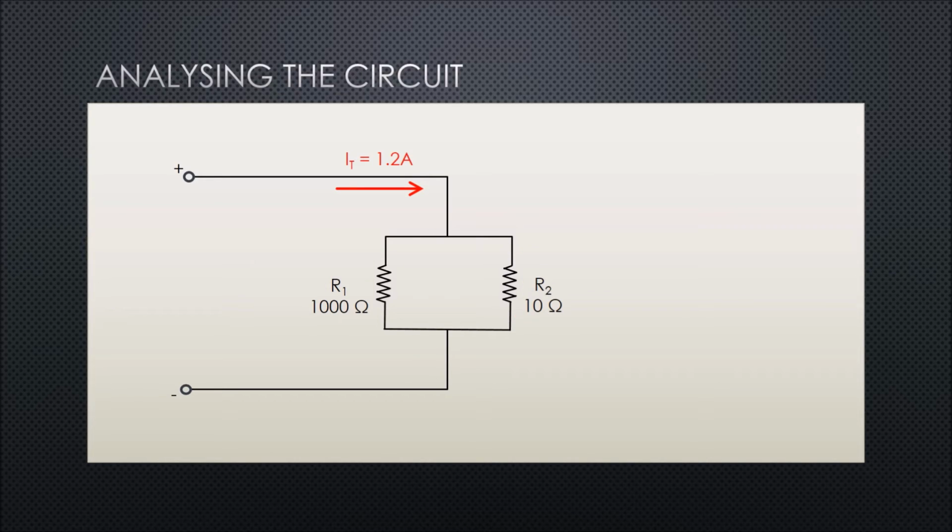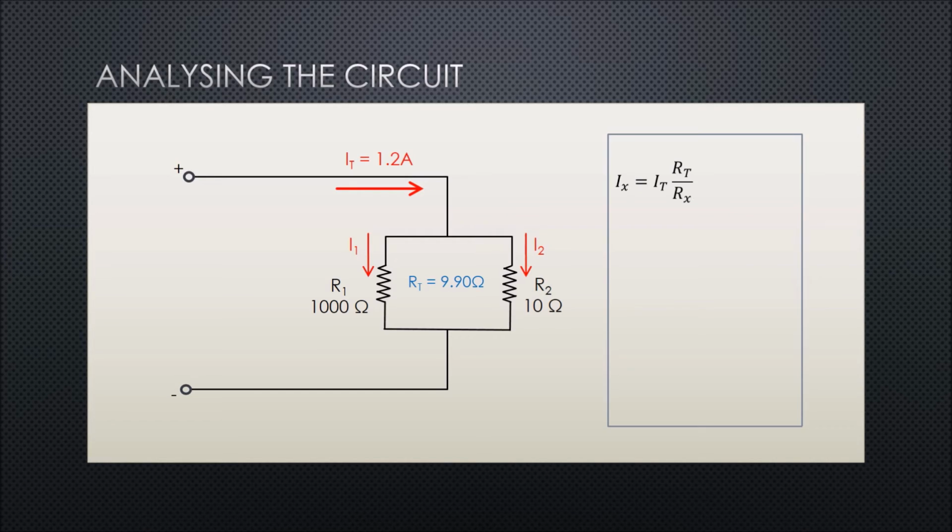The current divider rule is useful when the voltage is unknown, but you know the source current. So to actually analyze this circuit, the total parallel resistance needs to be calculated. From here, the current through the resistors can be calculated by this equation, which means that the current will split with a ratio equal to the inverse of their resistance values. RT is the total parallel resistance of all the resistors. Subbing these values into the equation, we get I1 being 11.9 milliamps and I2 being 1.19 amps.